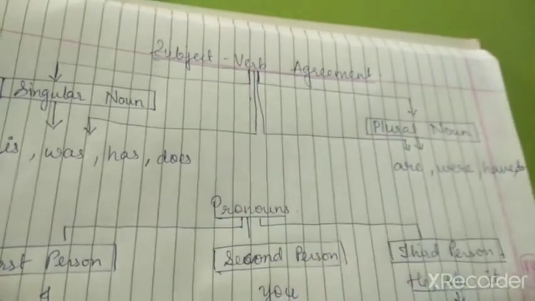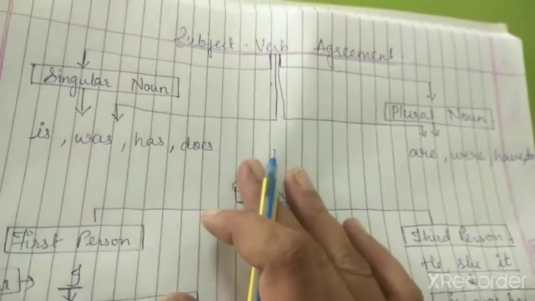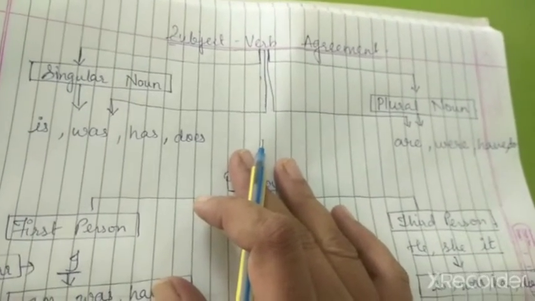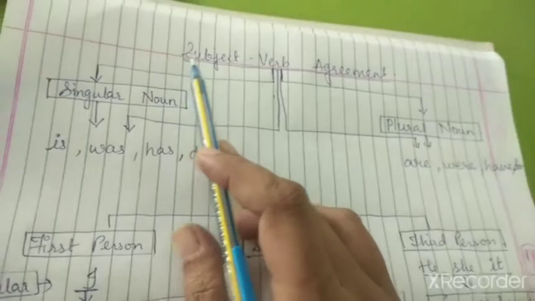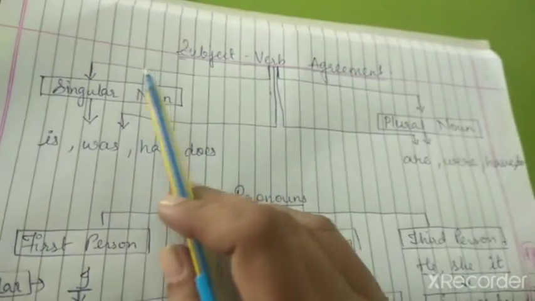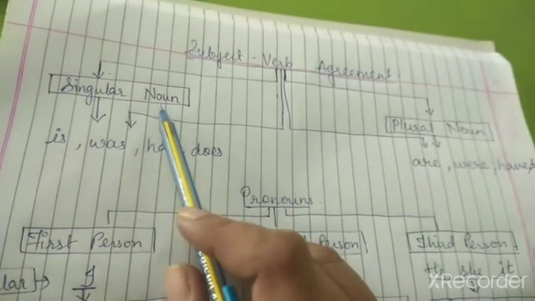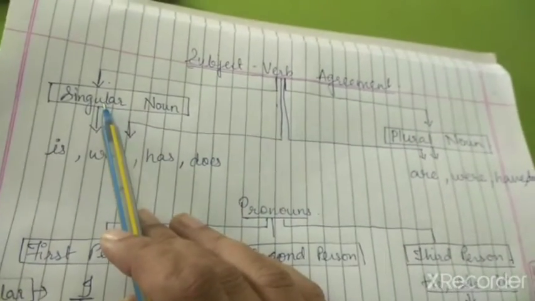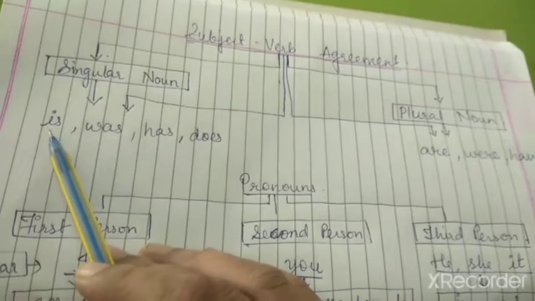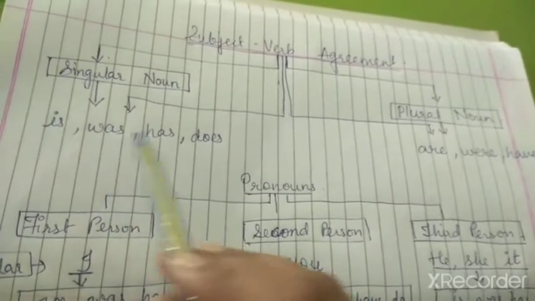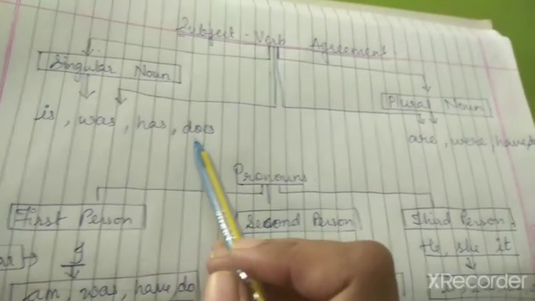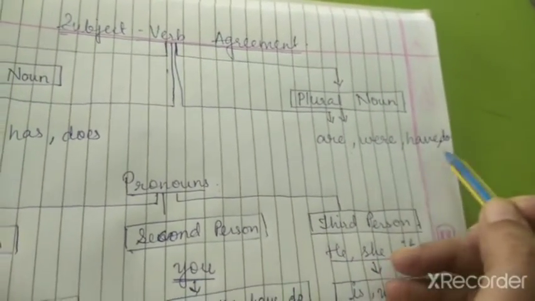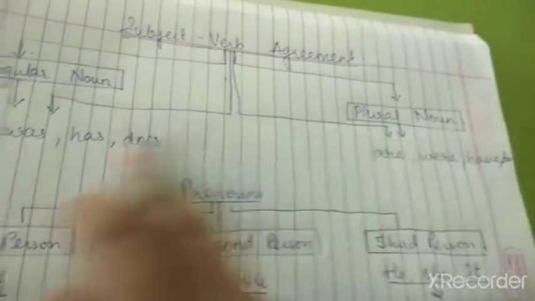Here is one chart I have prepared for you to make you understand this subject verb agreement more clearly. So as you can see over here, subject verb agreement. When the subject is singular noun or plural noun, the verb which we will use is, for singular noun, is, was, has and does. And for plural noun we will use are, were, have and do. Okay, this is very easy.